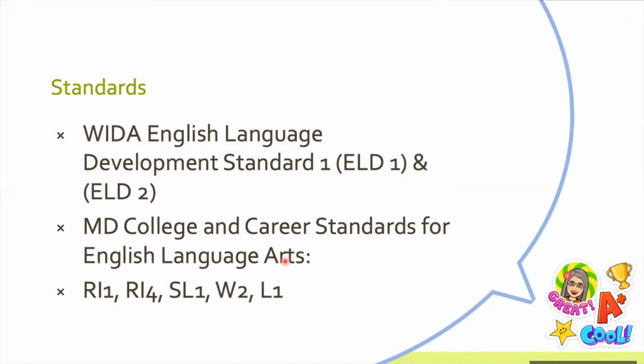And these are the standards, the WIDA standards, ELD1 and ELD2. Those are always the ones that we use every time that we meet. That's our goal. And then we also have the Maryland College and Career Standards for English language learners. It's RI1, RI4, SL1, W2, and L1. Remember that RI is reading informational text 1, reading informational text 4, speaking and listening 1, writing 2, and language 1.